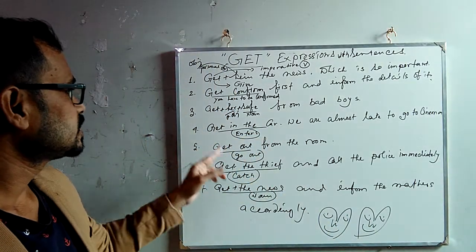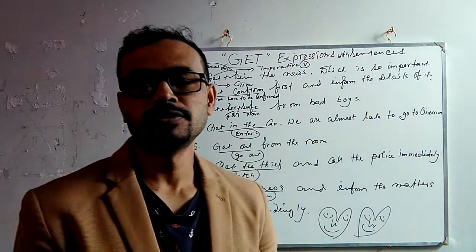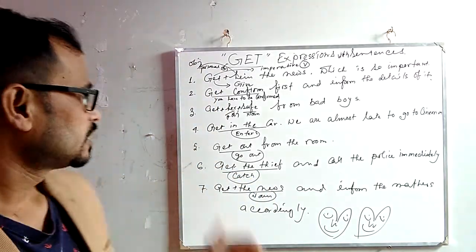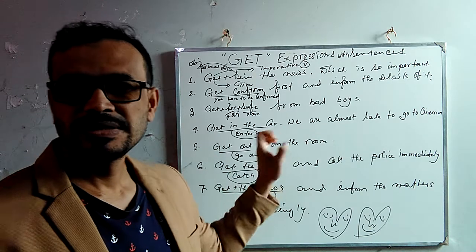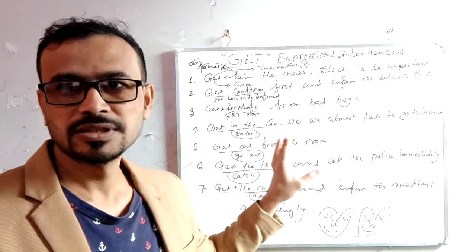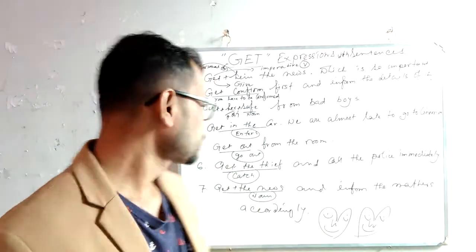Number five, get out from the room. So get out means go out from the room, okay? So we also use get out from the room. This is very standard, okay? And it is especially used in our spoken language.